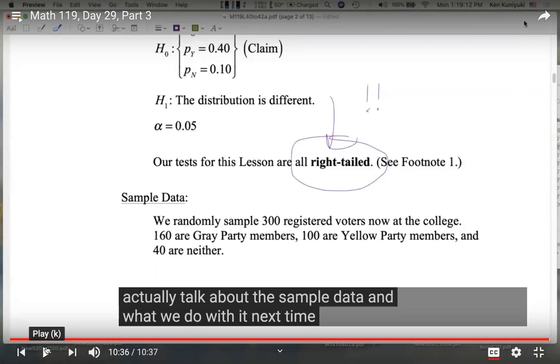Any questions before we look at the sample data? Because we haven't even gotten the sample yet. All right, because you have to set up the hypothesis test before you get your sample data. All right, going on.